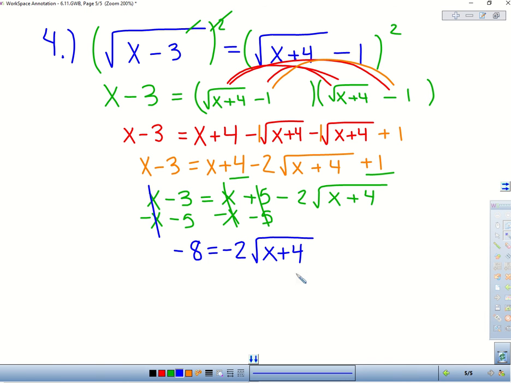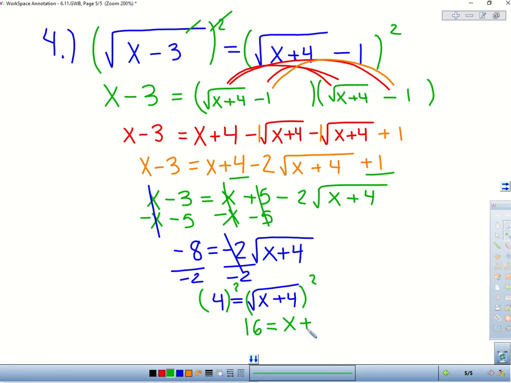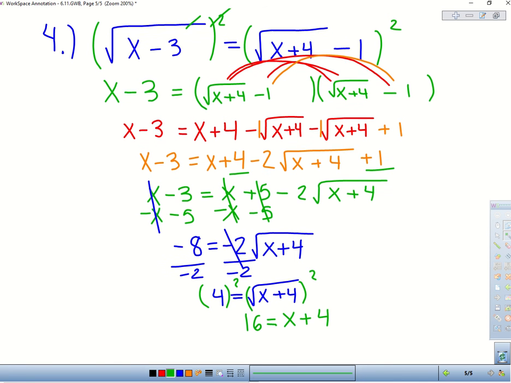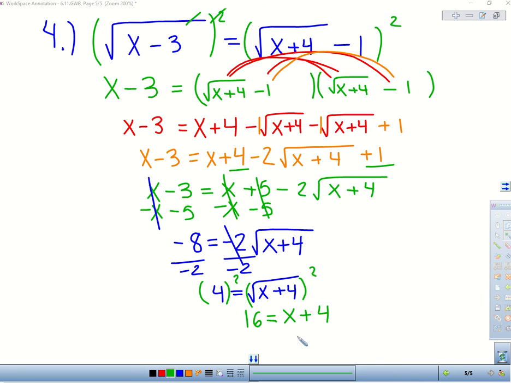What can I do to get the x plus 4 by itself now? Not yet, because we got to get rid of this. So what can we do to get rid of this? Divide. That gives me 4 equals the square root of x plus 4. Now we can square both sides, right? 16 equals x plus 4. Now you can finish it off from there, right? So x equals what? 12. Yes. And I don't know if it's extraneous or not. You're going to have to check that. But does that help get you started on that one?